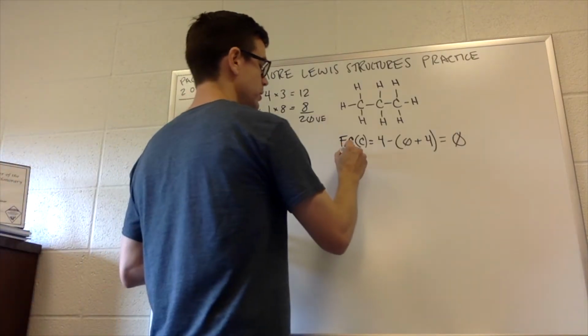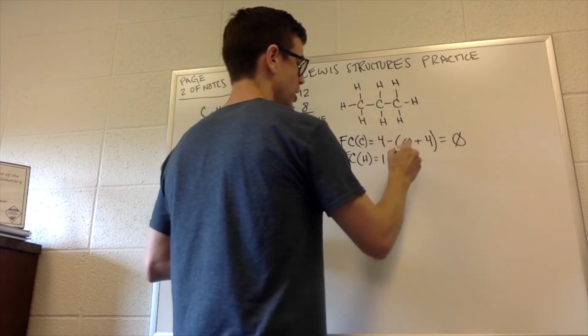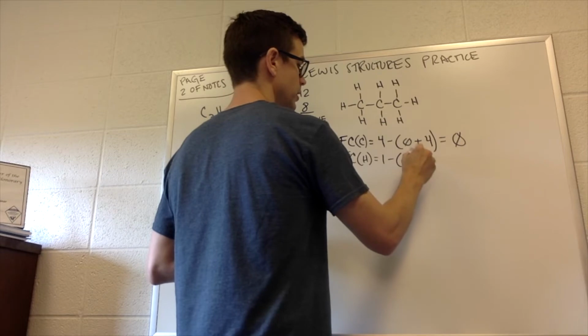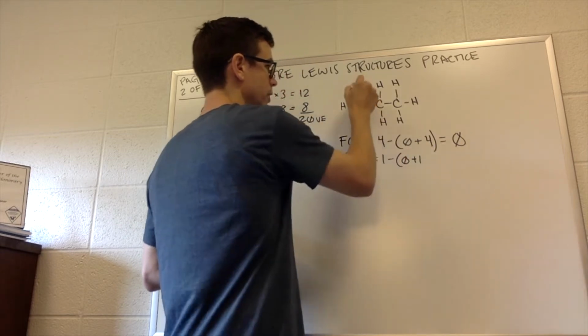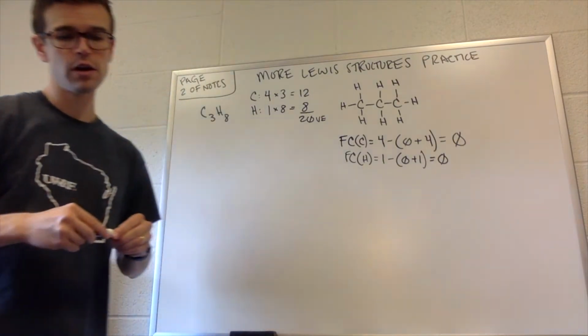What about hydrogen? It has 1 valence electron. It has 0 non-bonding electrons. It has 1 bond each. So that has a formal charge of 0.